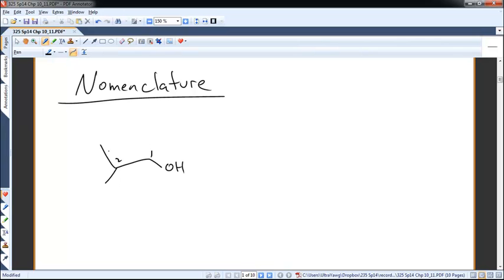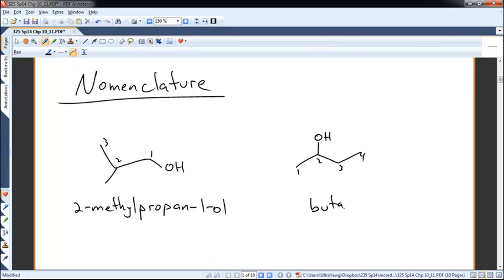So 1, 2, 3. So at the 2 position we have a methyl. At the 1 position we have an alcohol. There are 3 carbons in the longest chain, so it would be propane. Drop the E and add OL. Because we're using that IUPAC system, we want to specify explicitly propan-1-ol, or you could say propanol. IUPAC accepts either one. Something like this, simple alcohol at the 1, 2, 3, 4 position. Butane for 4 carbons, drop the E and add OL, specify the position, butan-2-ol.